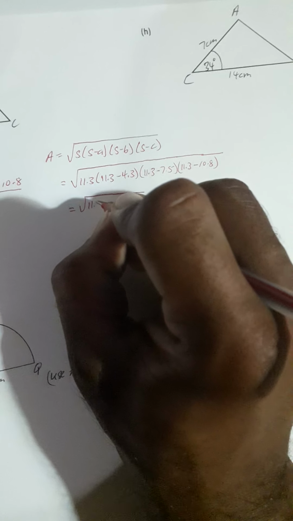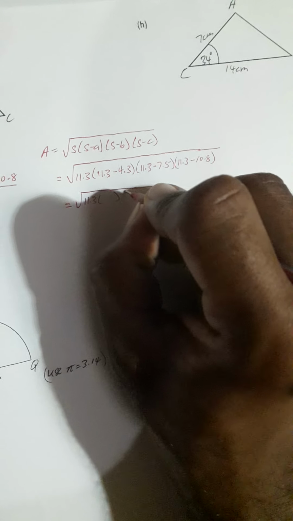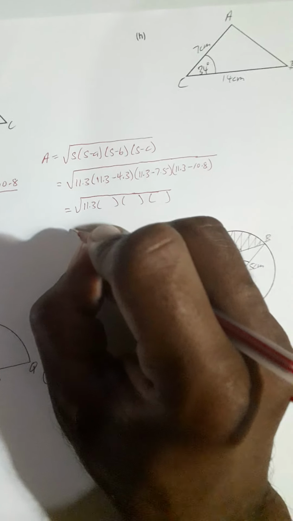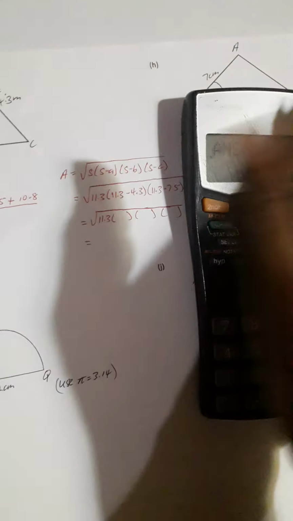All we need to do is to work out all the brackets. So the first thing I do, put 11.3. Let us work the first bracket. We'll put the answer there. We'll work the second bracket, put our answer there. We'll work the third bracket, put our answer there. So let us do our subtraction.